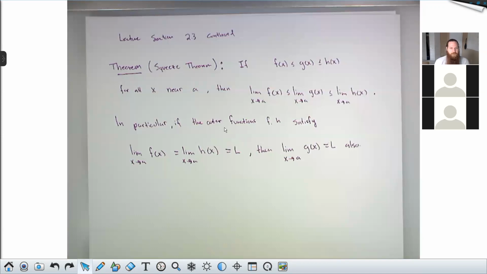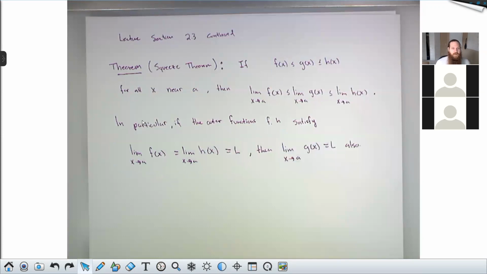The reason this is called the policeman theorem in France, I like this a lot, it's very cute. They say if there's a policeman behind you, f of x, so you are g of x. If there's a policeman behind you and a policeman in front of you, and both of those policemen are going to the same place, the police station, then your ass is also going to the police station.